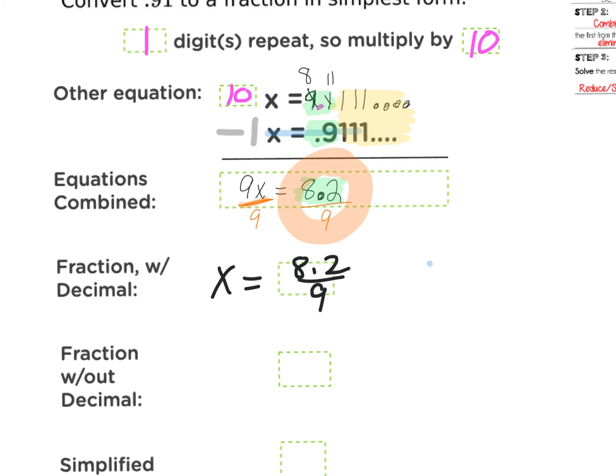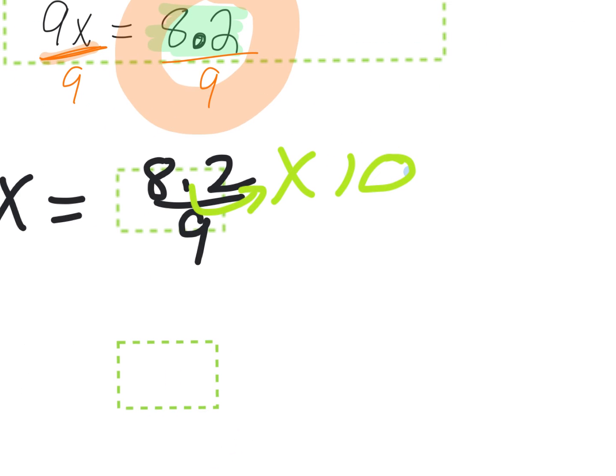But that's okay, because we know the way that we can get that 8.2 to not be a decimal anymore is to multiply it by 10, because what will happen when I multiply it by 10? It'll move that decimal point over one place to the right. But if I multiply the numerator by 10, what do I have to do to the denominator? Multiply that by 10 also. So our new version of the fraction with no decimal in it now is 82 over 90.